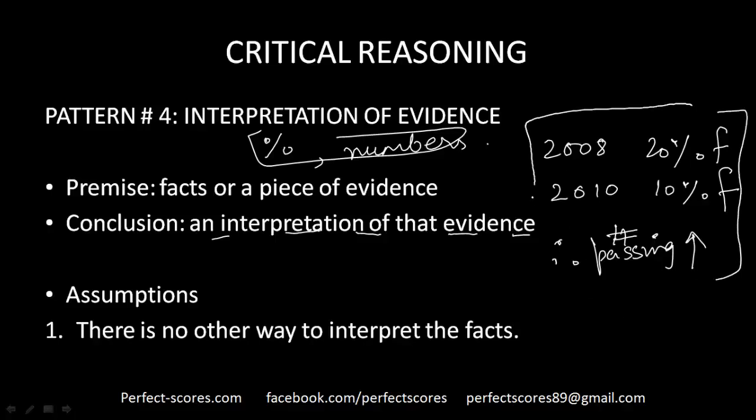But if you look at weakening this argument, you can very well say that the total number of students who appeared for the test came down. That is why the failing percentage has decreased, or the total number remained the same or it increased. So based on the total number of students who actually took the test, your argument can very well be strengthened, weakened, or it could remain the same, right? So that is the basic assumption, that there's no other way to interpret the facts.